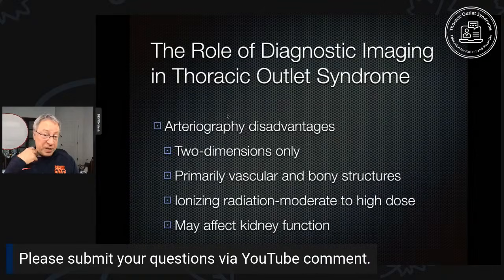The arteriography disadvantages are just like an X-ray. It's only 2 dimensions. We can't see in front and in back. We can see side to side, top to bottom. It shows us the vascular structures, the arteries or the veins, and the bony structures, but it doesn't show the soft tissues very well. It gives you ionizing radiation, or the radiation you get from an X-ray, but it's a moderate to high dose of it.